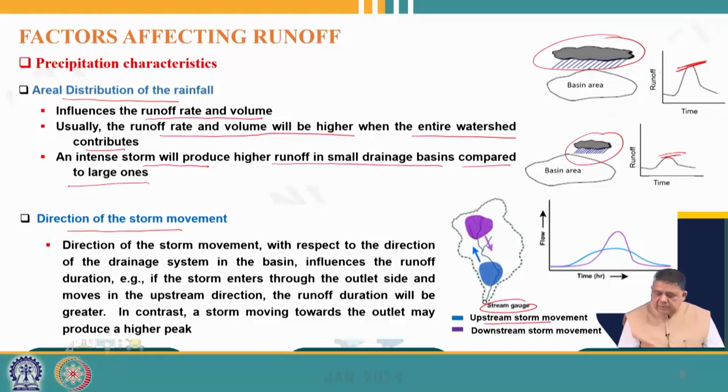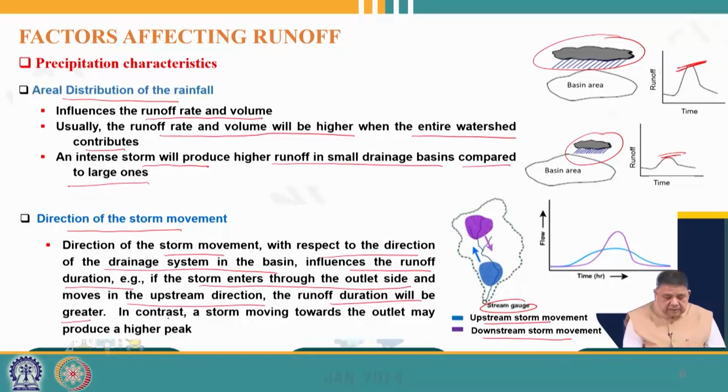So from outlet to upstream end, or downstream storm movement, that is from upstream end towards the outlet. So direction of storm movement with respect to direction of the drainage system in the basin influences the runoff duration. If the storm enters through the outlet side and moves in the upward direction, the runoff duration will be greater, because runoff will start right here when the storm is taking place, and it will continue for a longer period of time till this storm goes out of the basin.